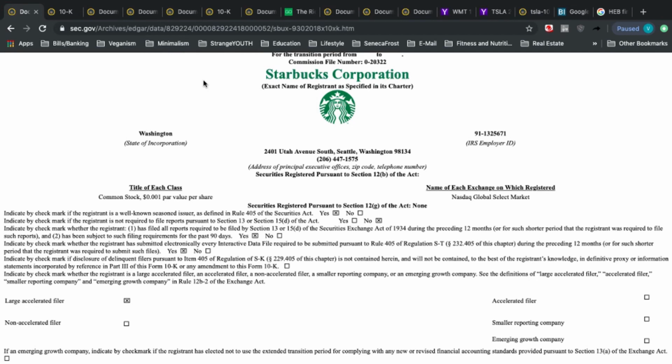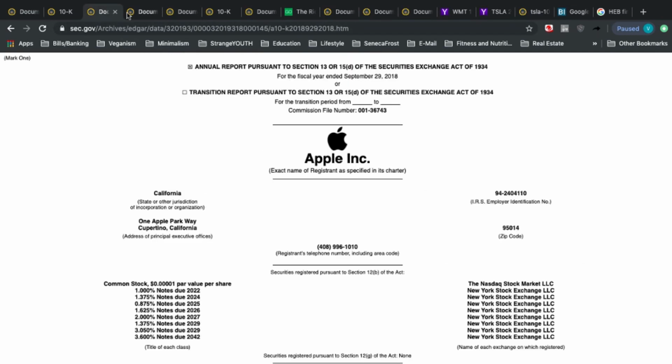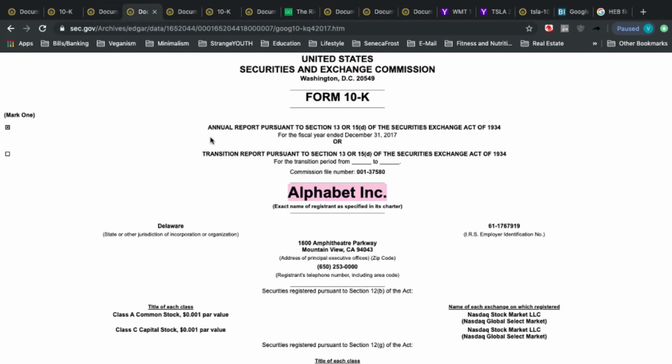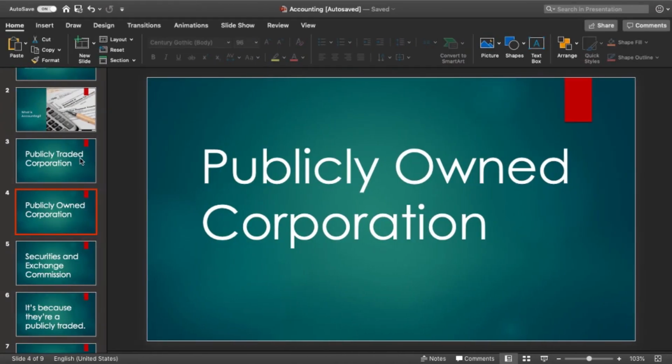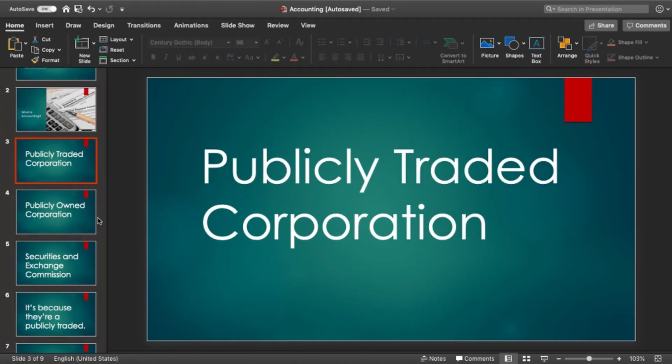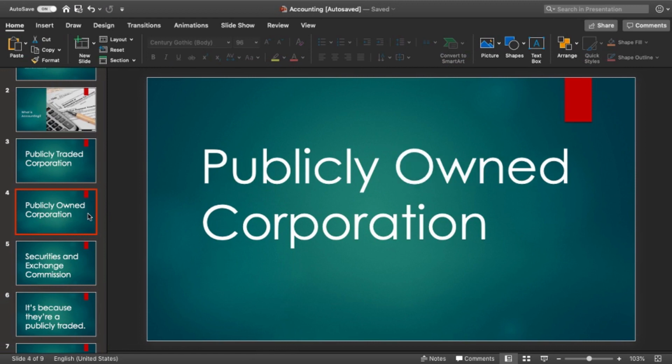Let's try to do this quickly. Why can I look at these financial statements? Well, these companies share one thing in common. They are publicly traded corporations, and they are also publicly owned corporations.